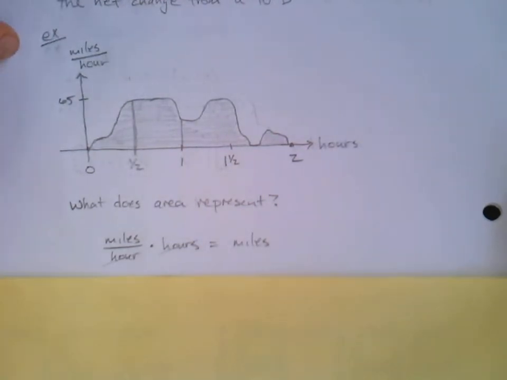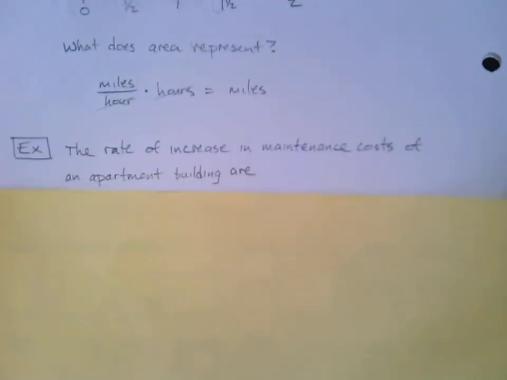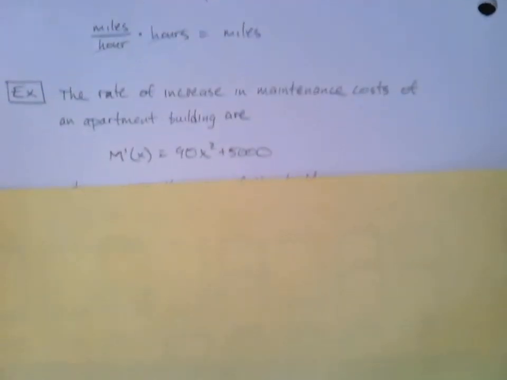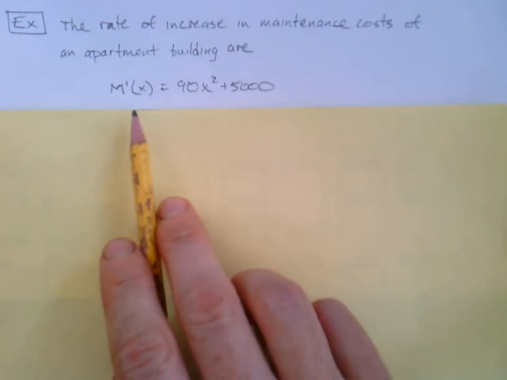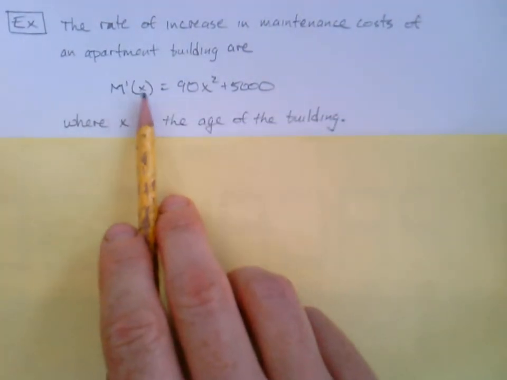This is so cool. All right, the net change. Here we go. Word problem. Let's get that off the screen. The rate of increase in maintenance costs of an apartment building is described by this, and it's a rate. M prime of x.